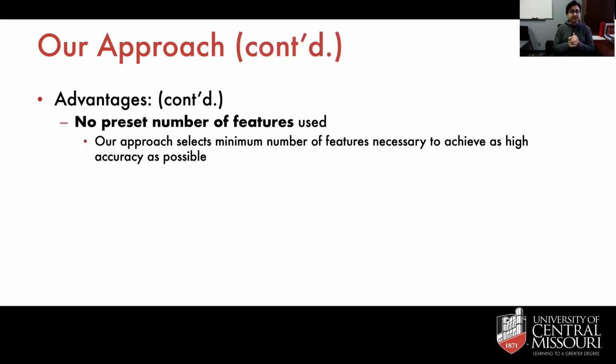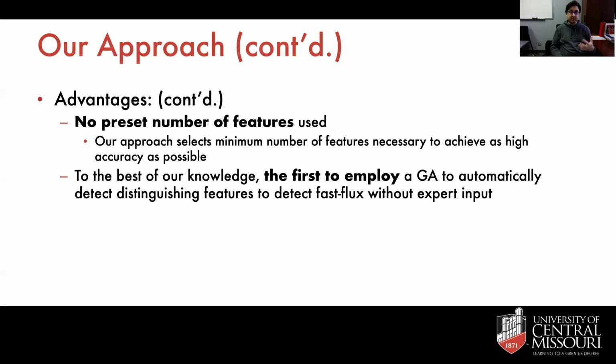No preset number of features is used. As I said, we completely rely on the data. We try to reduce the number of features selected as much as possible, while trying to keep the classification accuracy as high as possible. So depending on the data, our tool is automatically going to determine how many and which specific features it's going to need to use to obtain as high classification accuracy as possible.